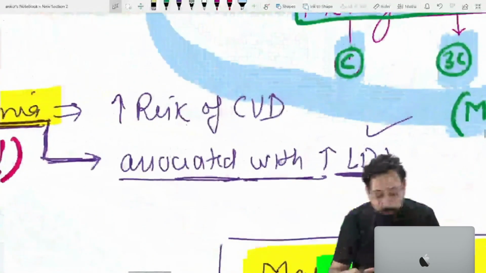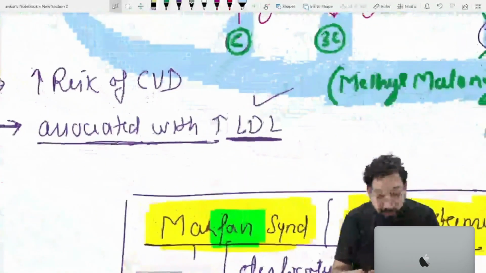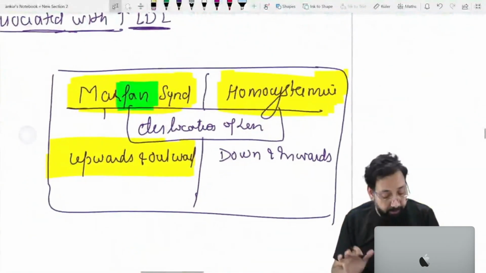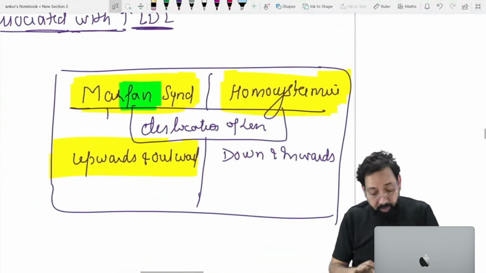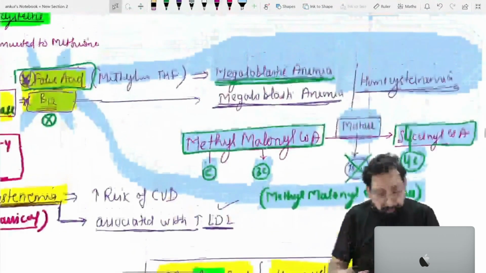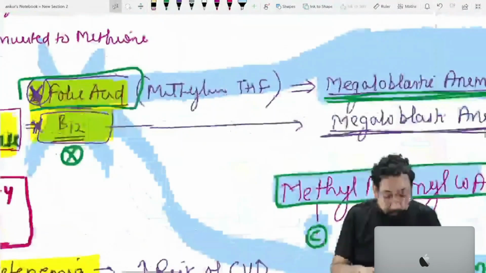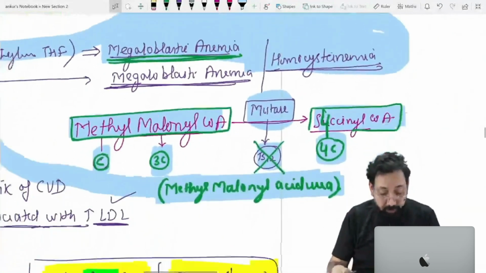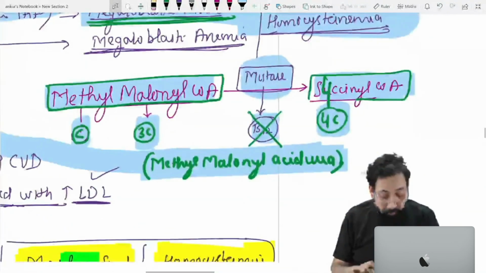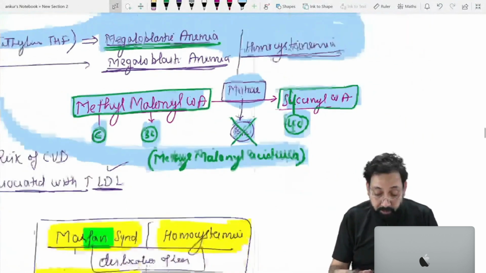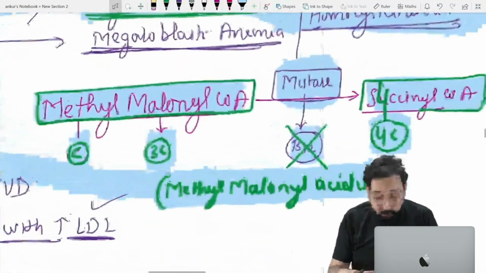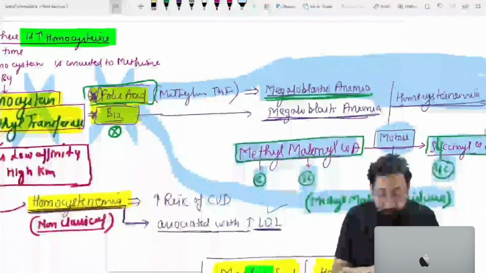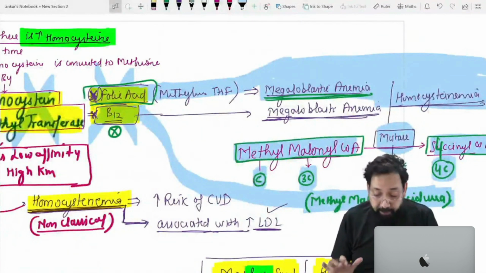This homocysteinemia increases the risk of cardiovascular disease, associated with increased LDL. And you all know in homocysteinemia the dislocation of lens is downward and inward, while in Marfan syndrome it is upward and outward. We found that folic acid deficiency and B12 deficiency can both lead to homocysteinemia and megaloblastic anemia. B12 has an important role in the conversion of methylmalonyl coenzyme A to succinyl coenzyme A by the enzyme mutase. If B12 is deficient, methylmalonyl aciduria would be there. So you can differentiate B12 deficiency and folic acid deficiency by methylmalonyl aciduria.